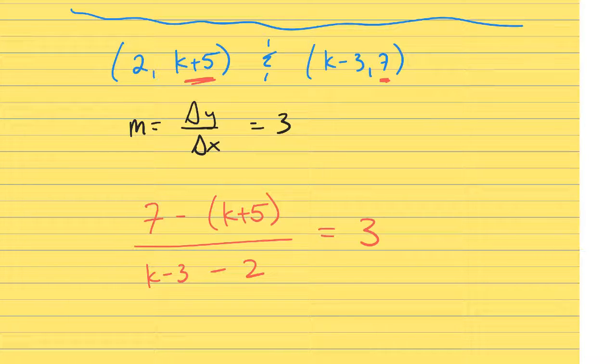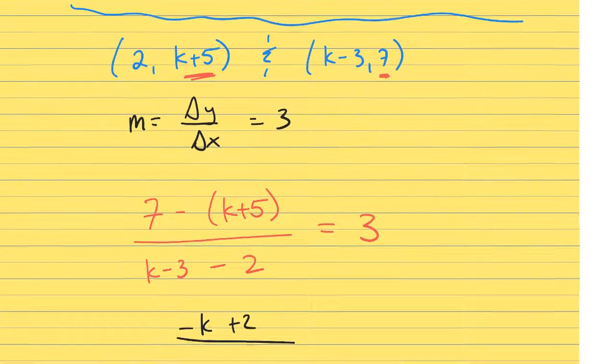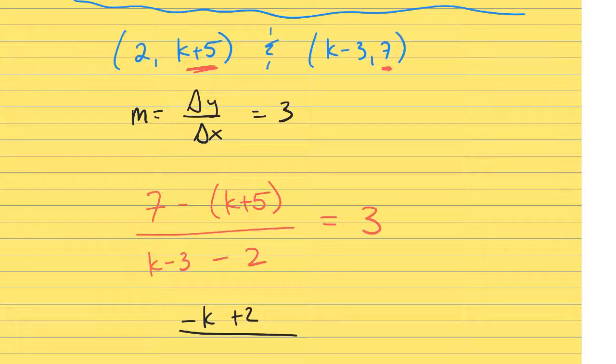Collect like terms, make things pretty. 7 minus 5 on the top is going to be 2. I'm also going to have a negative k, so negative k plus 2 up top. In the bottom, we've got k minus 3 minus 2, or k minus 5. That whole thing equals 3. What's my next step? Because this is where students seem to struggle on tests or make mistakes. What do I do?